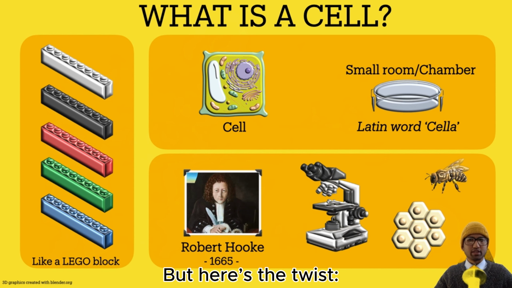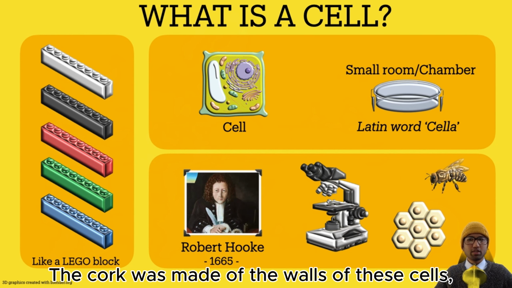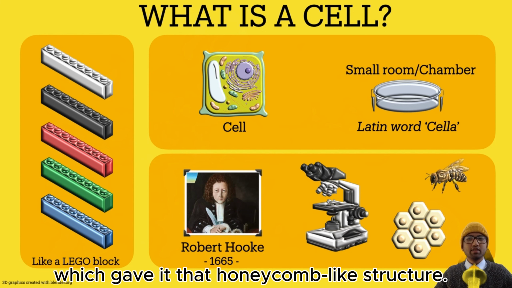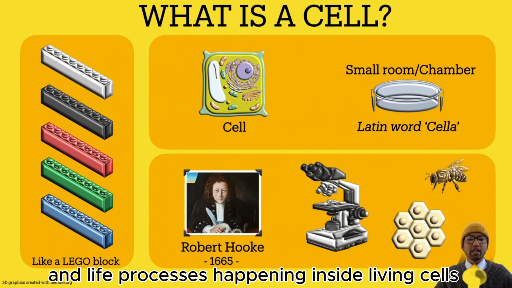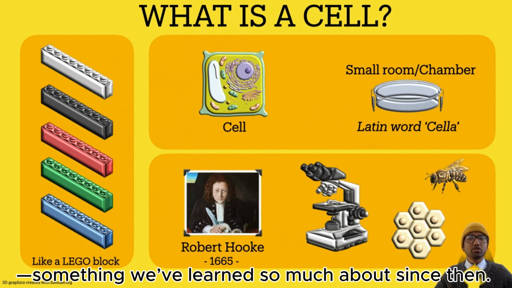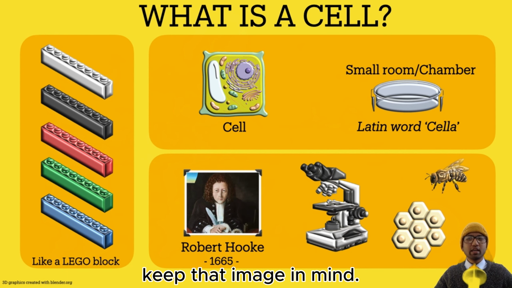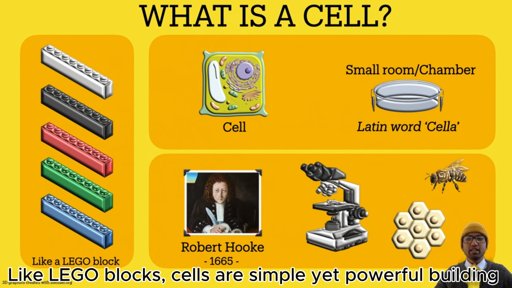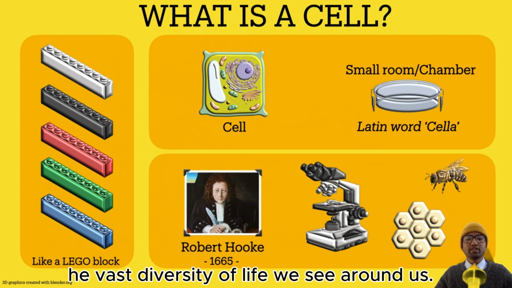But here's the twist. What Hooke was looking at were dead plant cells. The cork was made of the walls of the cells, which gave it that honeycomb-like structure. He had no idea about the incredible complexity and life processes happening inside the living cells, something we have learned so much about since then. So, as we go through this lecture, keep that image in mind. Like Lego blocks, cells are simple yet powerful building units that came together to form the vast diversity of life we see around us.